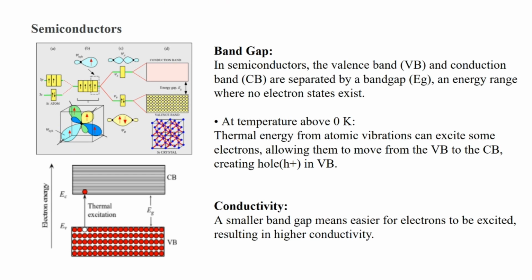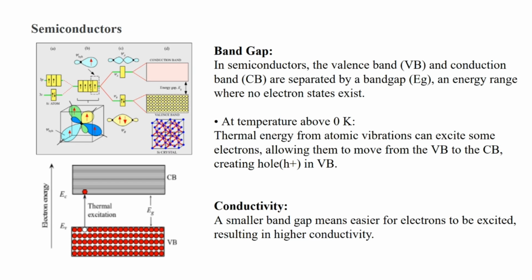Thermal energy from atomic vibration can excite some electrons across the band gap, allowing them to move from VB to CB. These excited electrons become free charge carriers, and the vacant positions they leave behind in the VB are called holes, which also contribute to the electrical conduction.